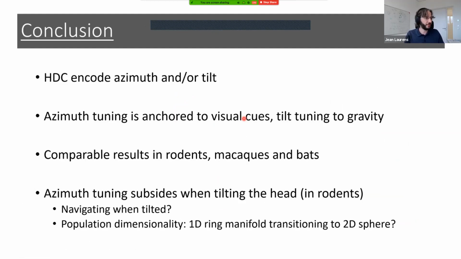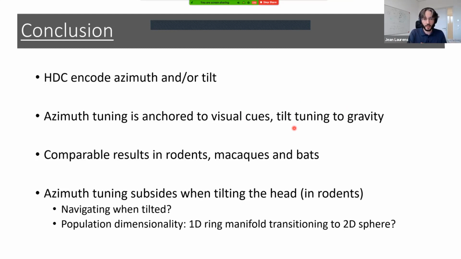So as a conclusion, we have demonstrated that head direction cells can encode azimuth or tilt or both of them. And this gives the impression that these two streams of information are independent and converging onto the cell. Azimuth tuning is encoded to visual cues. This was known already. And tilt tuning is encoded to gravity. What is important is that when we went into the detail, we found that everything that was found in our study was also compatible with previous studies in macaque and bat, which indicates that this is really a universal property.